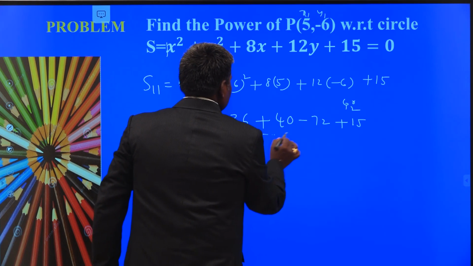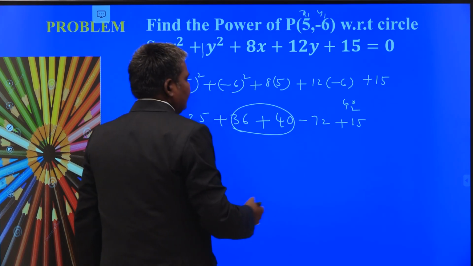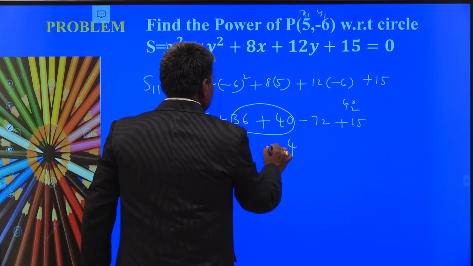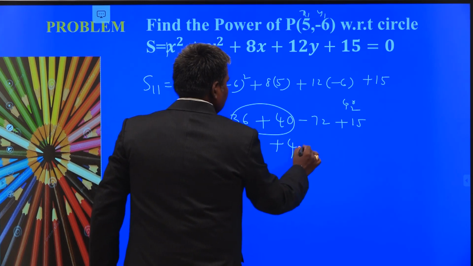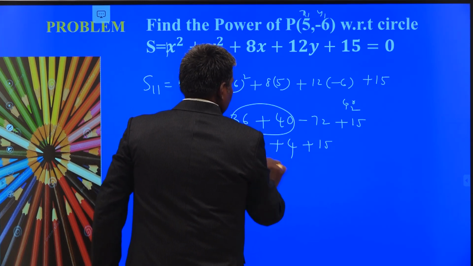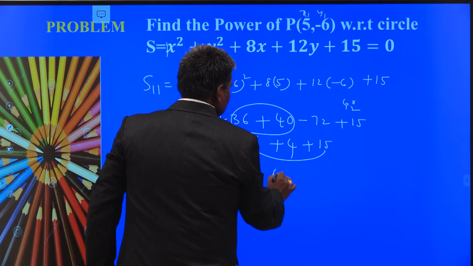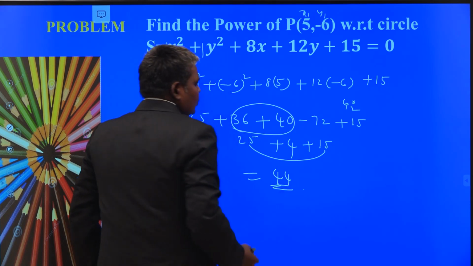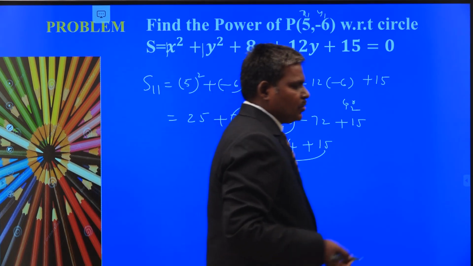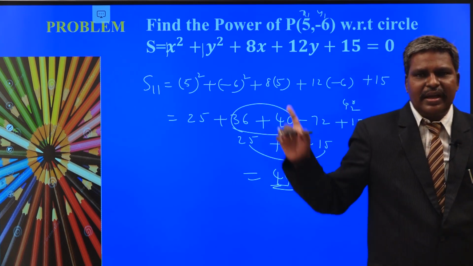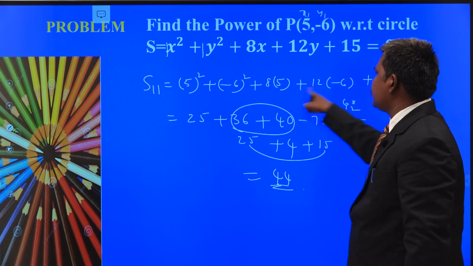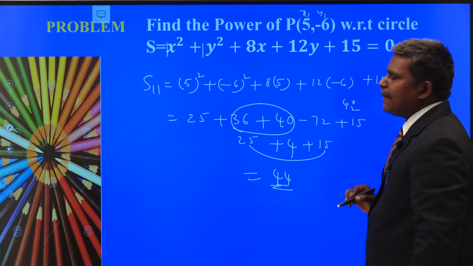What is it up to now? 76. 76 minus 72, that is 4. This is plus 25, this is plus 15. This is 40 plus 4. So the answer is 44. So the power of P with respect to the circle S equal to 0 is what? S11. Just substitute the point in the equation, and we obtain the power.